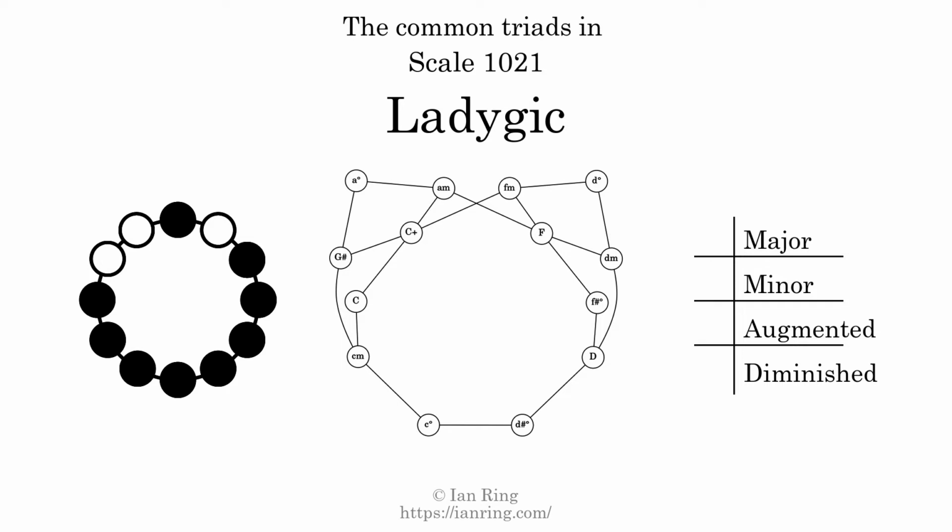The diagram in the center is a graph of parsimonious voice leading between triads. There are 4 major triads. There are 4 minor triads. There is 1 augmented triad. There are 5 diminished triads.